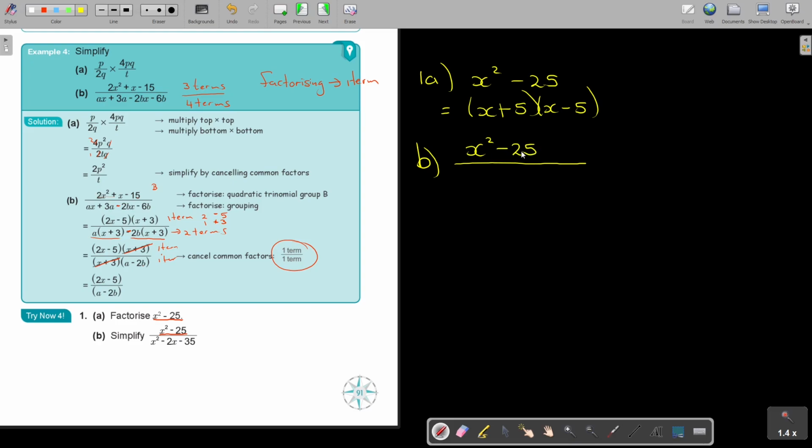There's 2 terms on top. And if I look at the bottom, there's 3 terms, so it's a trinomial. Now, very nice. I already factorized this one. x plus 5, x minus 5. And now this is again in group B.